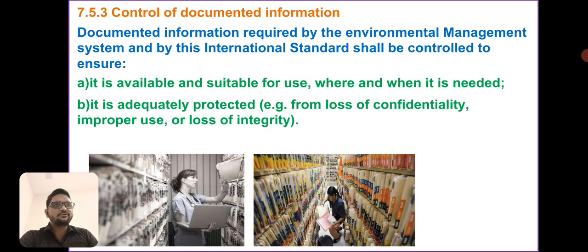Next is control of documented information. Documented information required by the environmental management system and by this international standard shall be controlled to ensure it is available and suitable for use, where and when it is needed, and it is adequately protected, meaning from loss of confidentiality, improper use or loss of integrity.